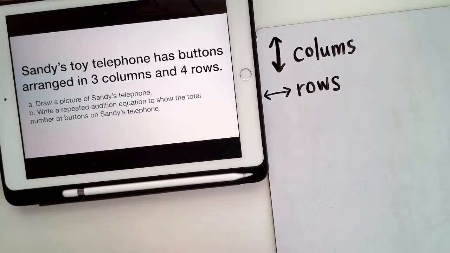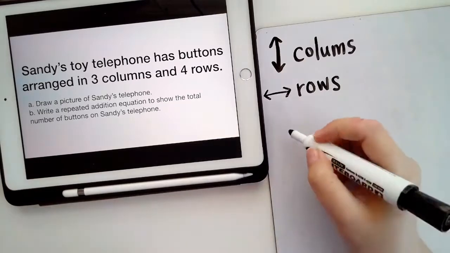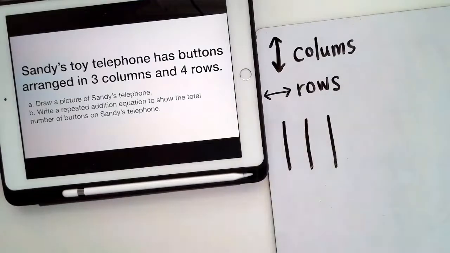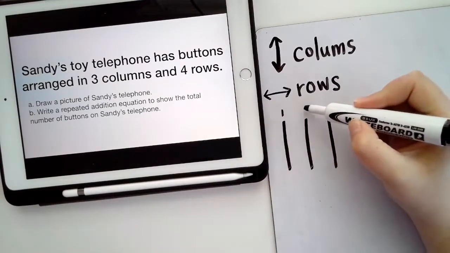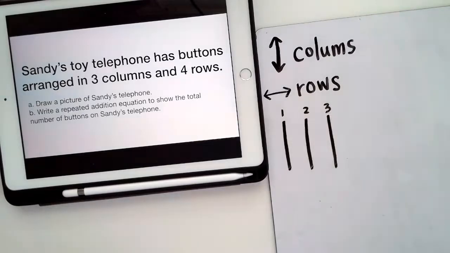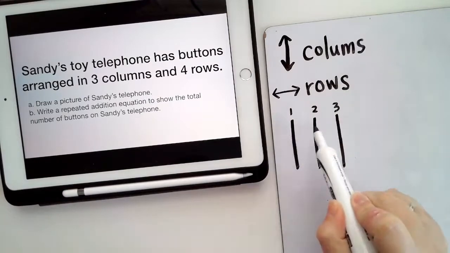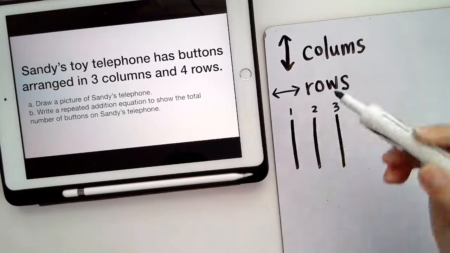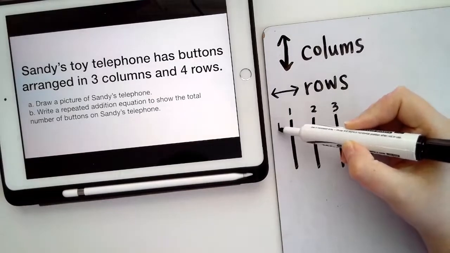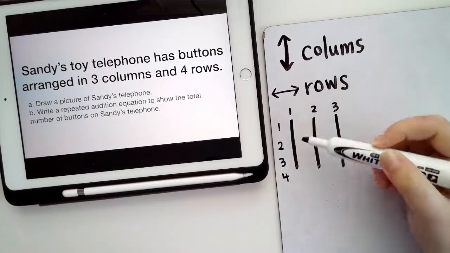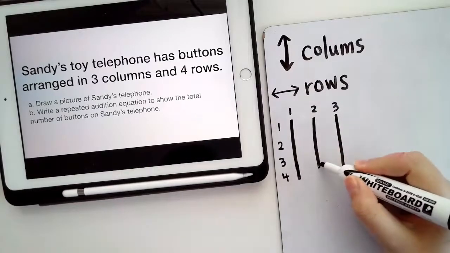So I know there are 3 columns, so I'm going to draw 3 columns. 1, 2, 3. Let me number them to help myself. So there are 3 columns, and there are going to be 4 rows. Let me number 1 through 4, because these are going to go side to side. I'm going to put these numbers on this side. 4 rows means we need to number it 1, 2, 3, and 4. I noticed my columns aren't long enough, so I'll make them a little bit longer.